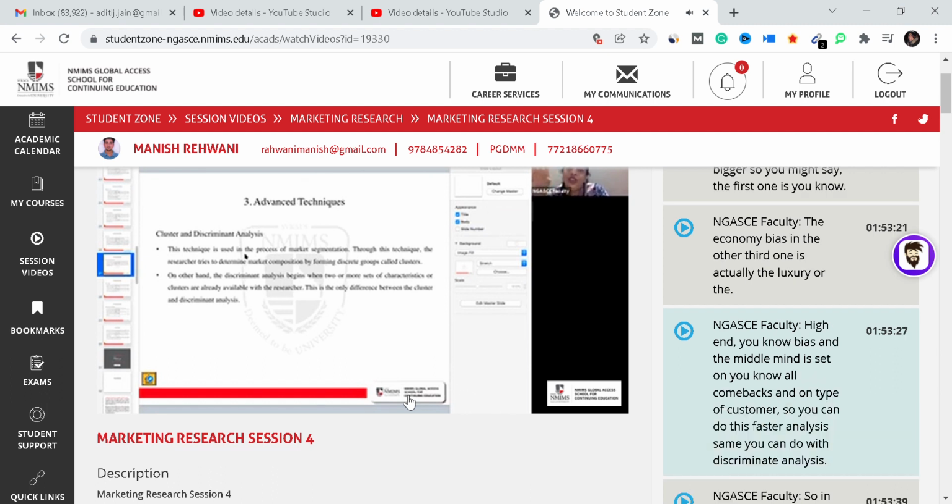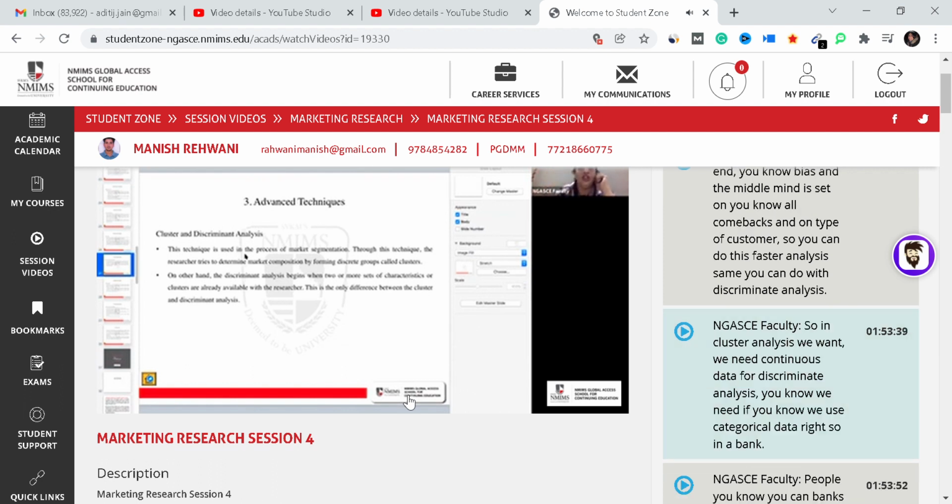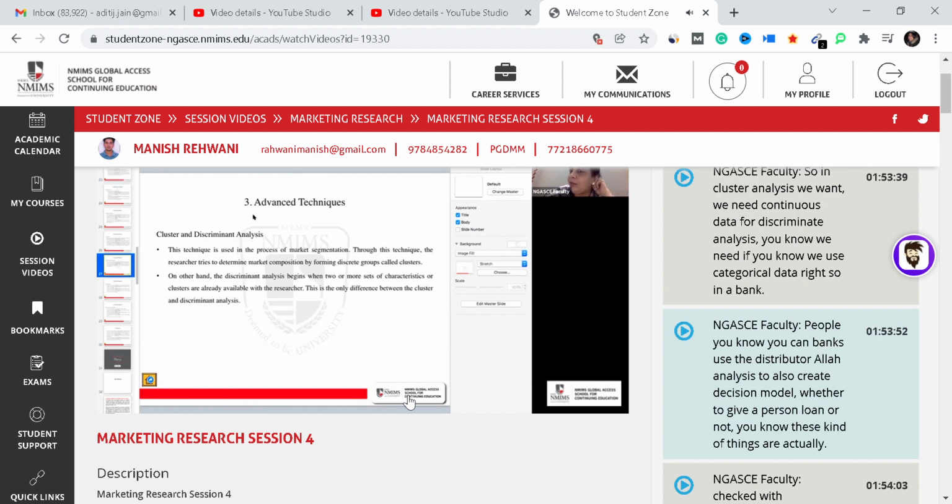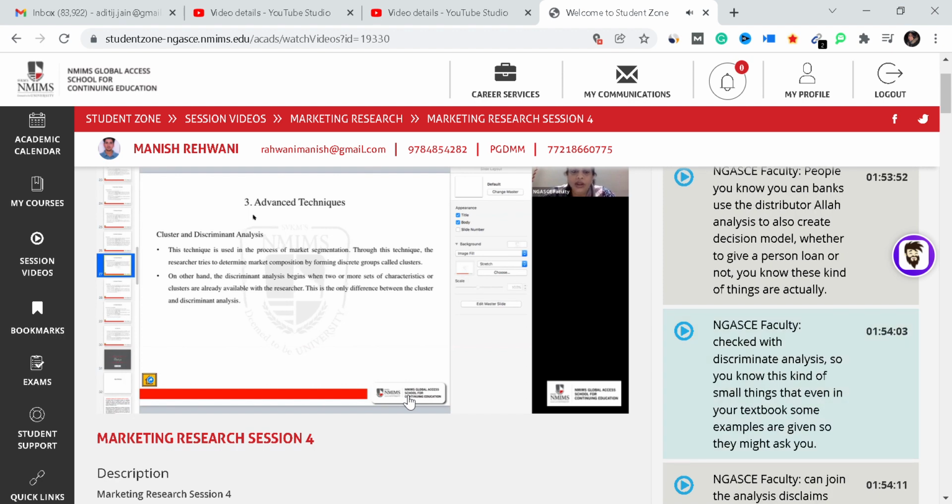So you can do this cluster analysis. The same you can do with discriminant analysis also. In cluster analysis, we need continuous data. For discriminant analysis, we use categorical data also, right? So in a bank, banks use discriminant analysis to create decision models, such as whether to give a person a loan or not. These kinds of things are checked with discriminant analysis.